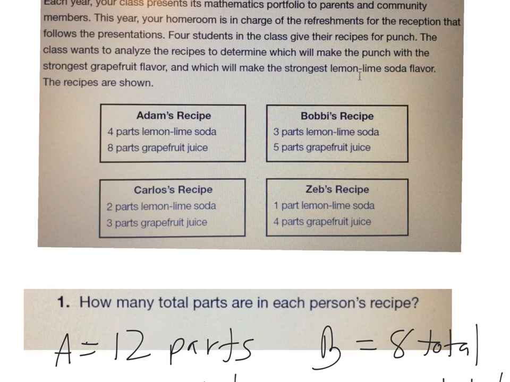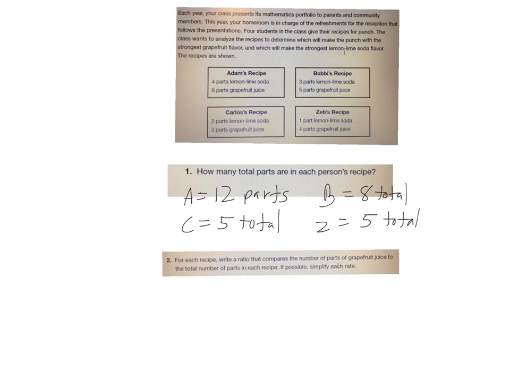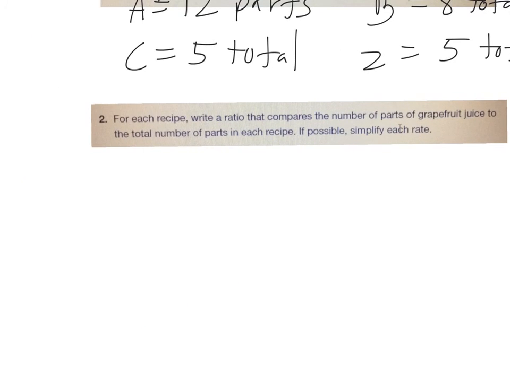Let's look at Adam. 4 parts lemon lime soda, 8 parts grapefruit juice. So it'd be 8 out of 12 would be grapefruit juice for Adam. So for Adam, it would equal 8 over 12. So this is 8 grapefruit over 12 total. And this actually is going to then be simplified. Divide them both by 4. 2 thirds. So his would be 2/3 grapefruit.